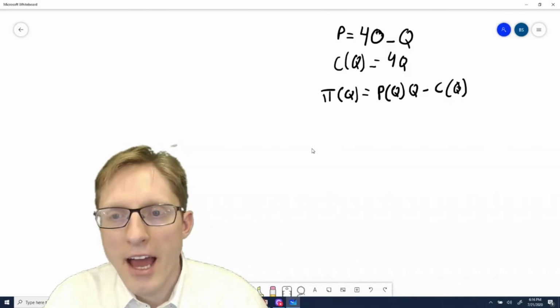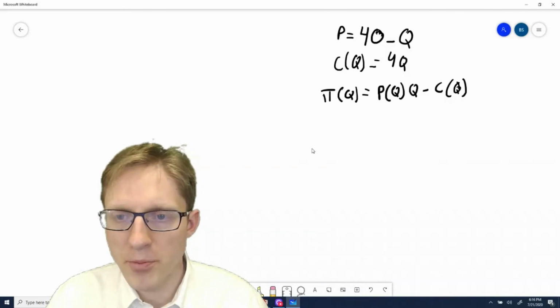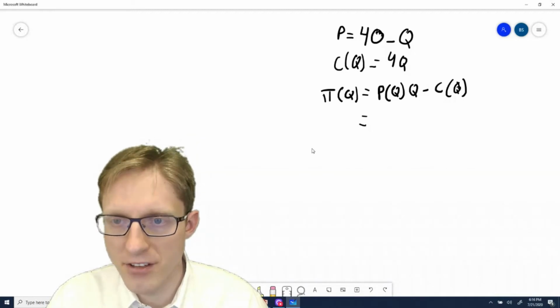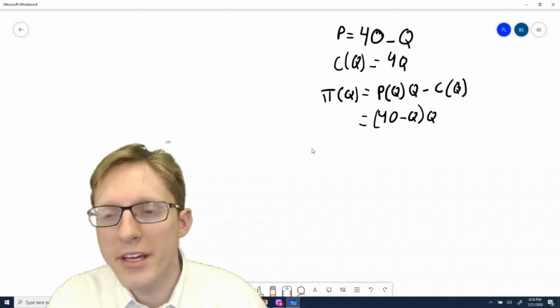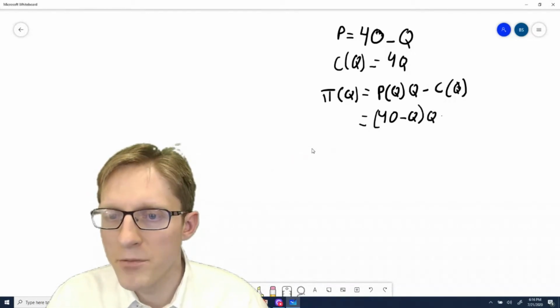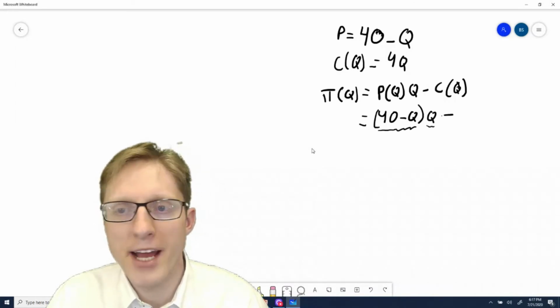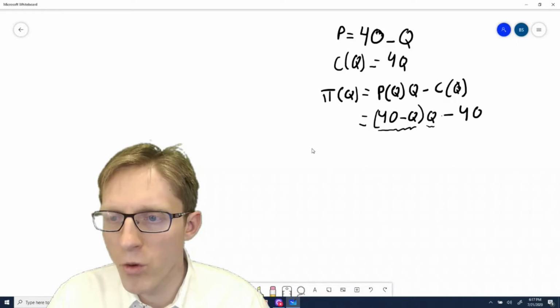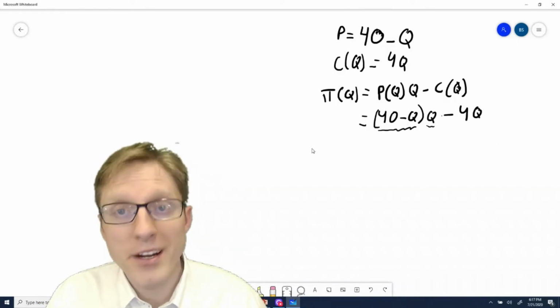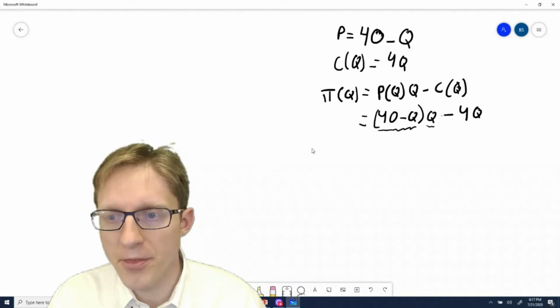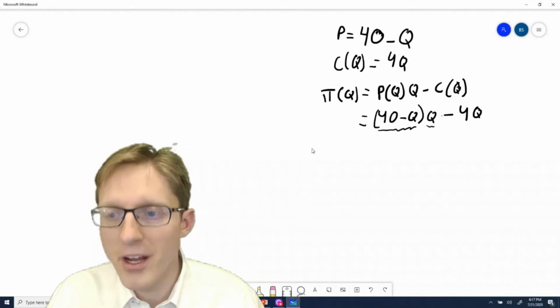Okay, and we can plug in for this problem, the price as a function of quantity is equal to 40 minus Q. Okay, we're going to multiply that by the quantity that they produce. So this first part here is price times quantity, and then we're going to subtract off the costs, which are 4 times Q. Okay, and so then to solve this problem, we're going to take the derivative of this function with respect to the one variable in it, Q, and set it equal to 0.